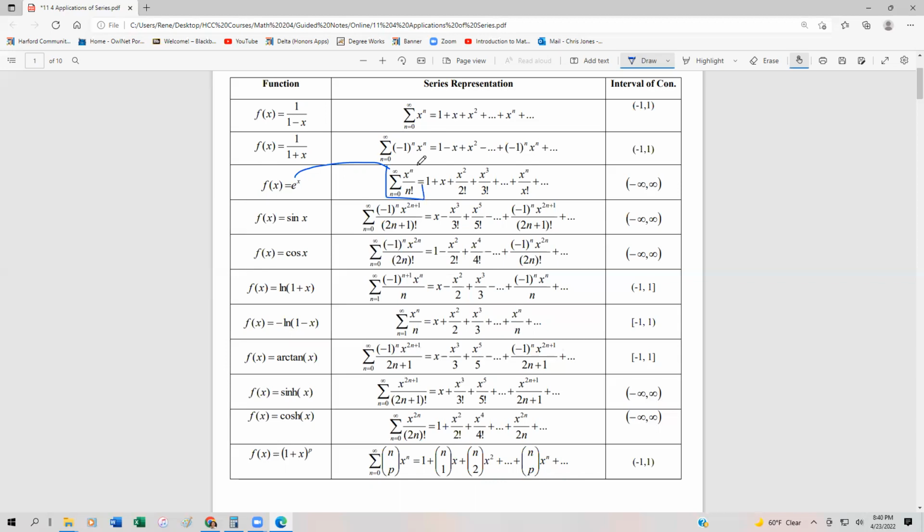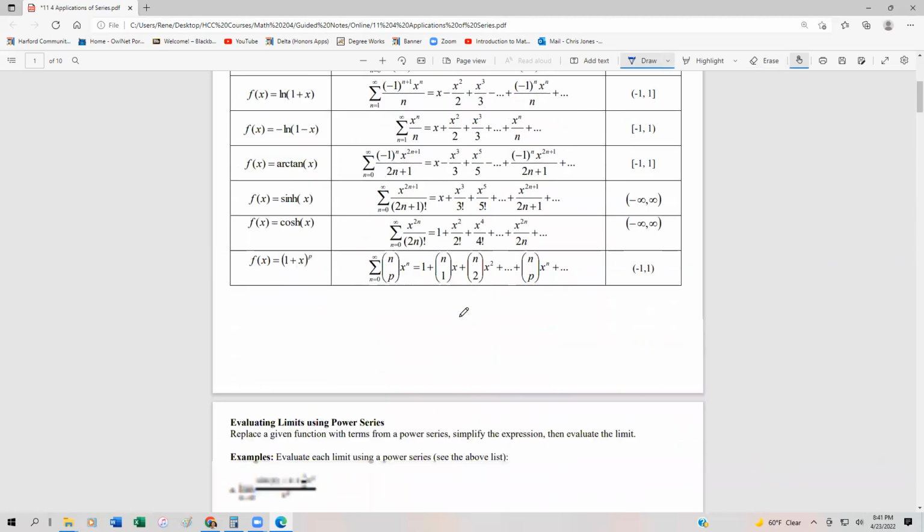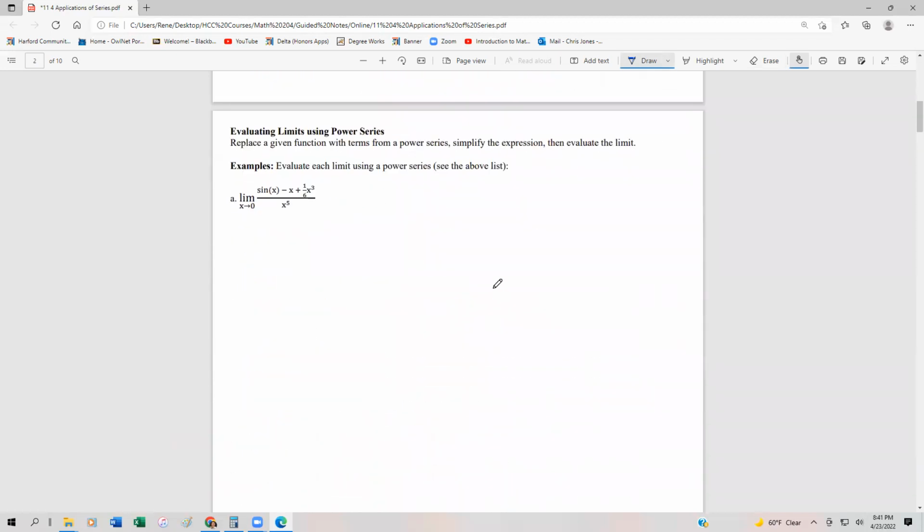Whenever we have e to the x, we could write it in this form. And if we had something like cosine of x, we could write it in this form as well. We're going to use these to evaluate a few of these sorts of limits. So let's take a look at a couple examples of where we can use series to evaluate limits. All we're going to do is replace whatever function we can that's not a polynomial with the power series, and then start writing out terms, and hopefully we'll be able to simplify. We're going to use the above list.